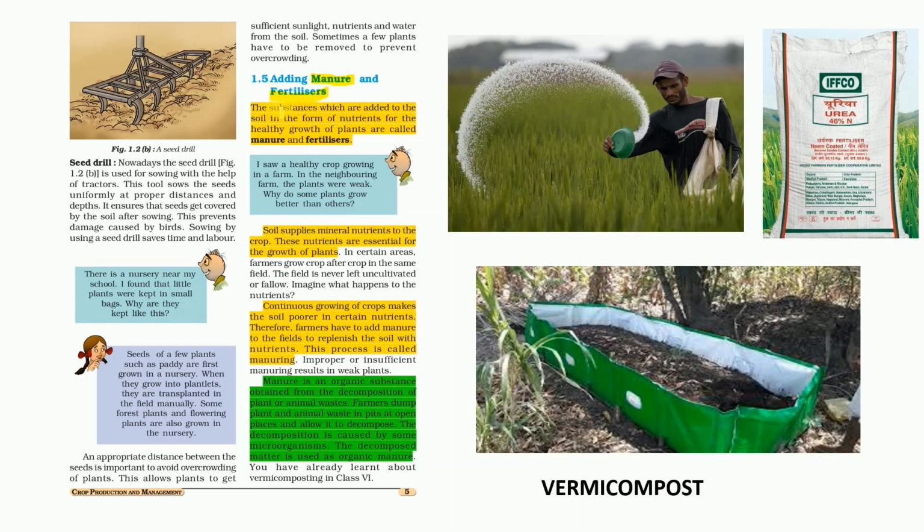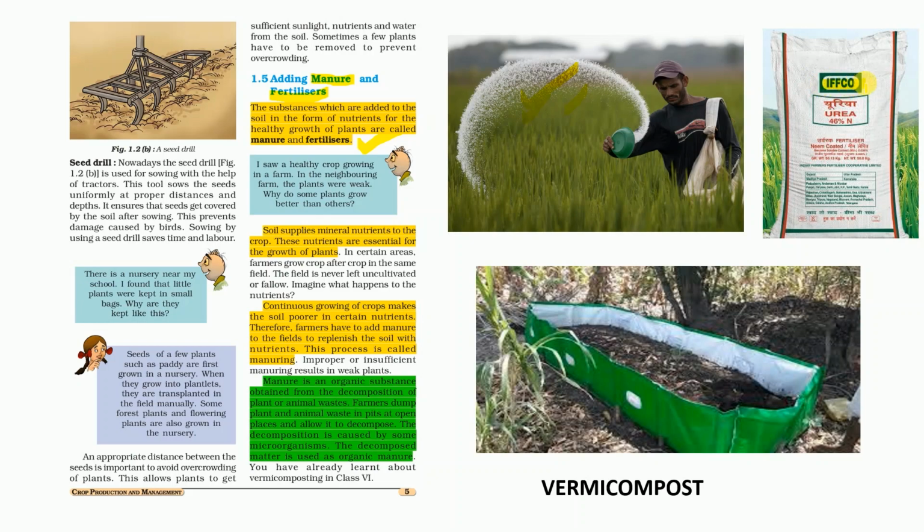So the substances which are added to the soil in the form of nutrients for the healthy growth of the plants are called the manures and the fertilizers. The manure is the organic term and the fertilizer is the chemical term. So basically we see this is a fertilizer. This is a farmer giving the urea to his rice paddy plants. This is a typical urea.